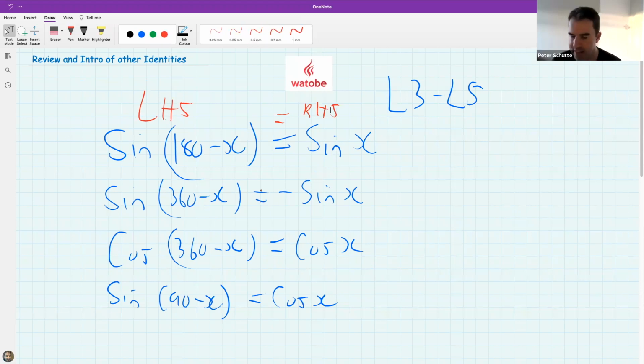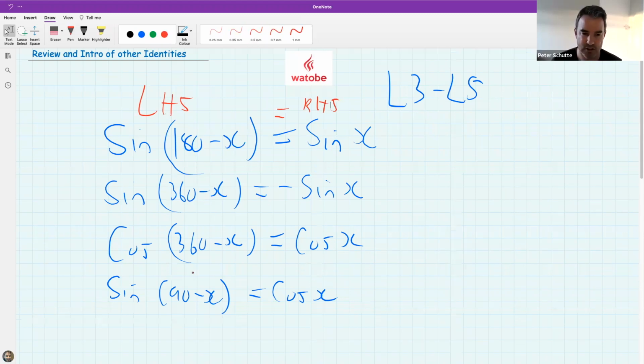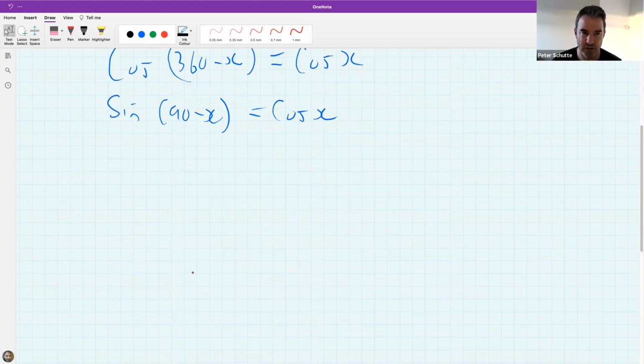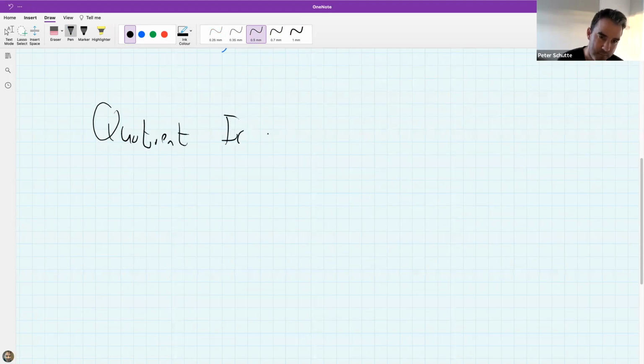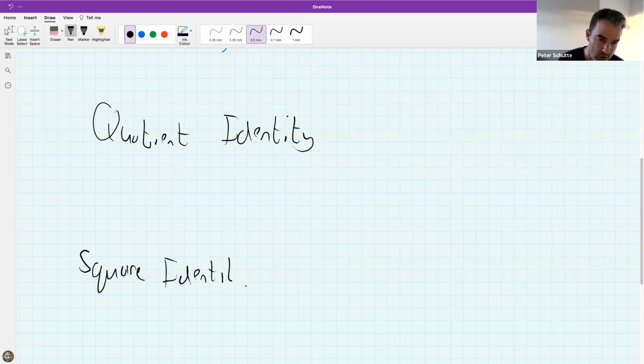But there are some other identities that I haven't mentioned that I want to put in focus today. The one identity is called the quotient identity, and the other one is called the square identity. And I'll show you why they are true in a moment. But what are they? What is the quotient identity? What is the square identity?